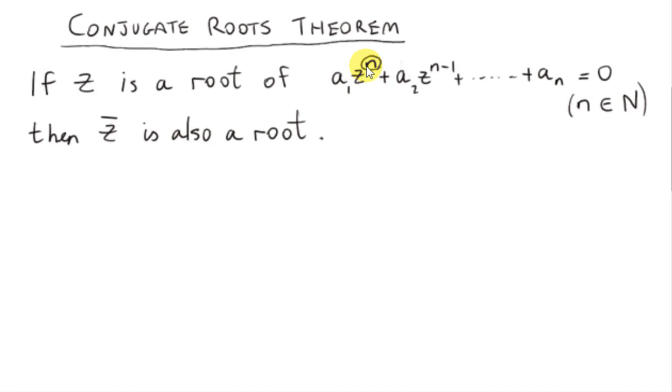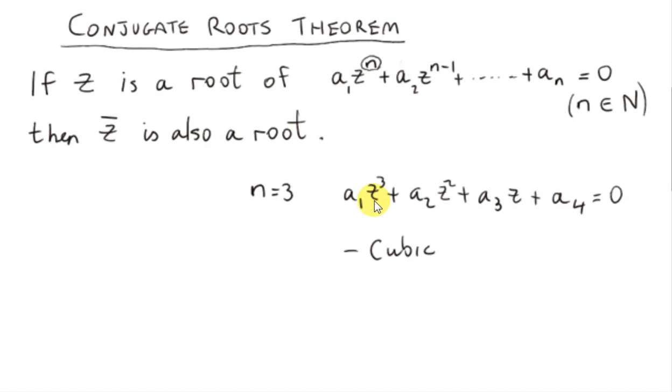Now n could be 2, it could be 3, it could be 4, it could be any power, and the a's are just numbers in front of the z terms. So for example, if n equals 3, then the first term would be a1 z cubed. The second term would be a2 times z to the power of 3 minus 1, z squared. The next term would be a3 times z, and the last term we could call a4. Okay, this here is a cubic equation. The highest power is 3.